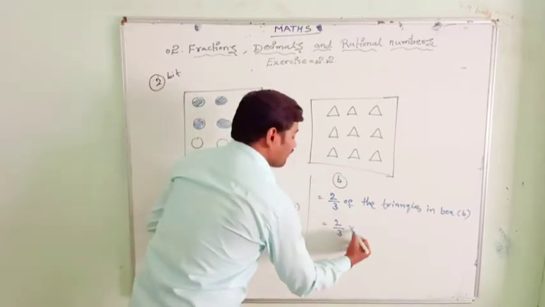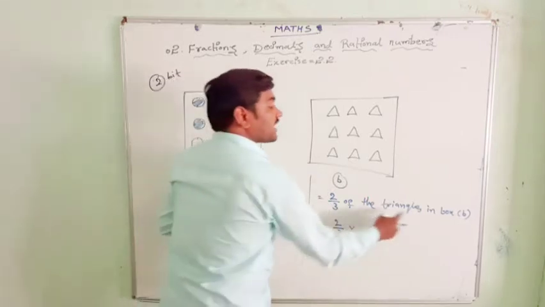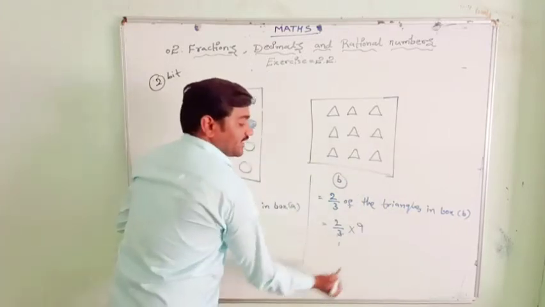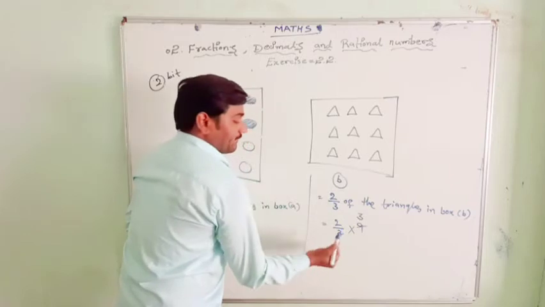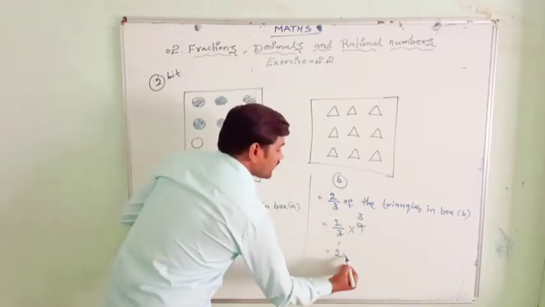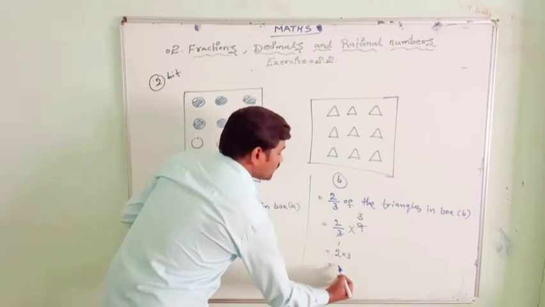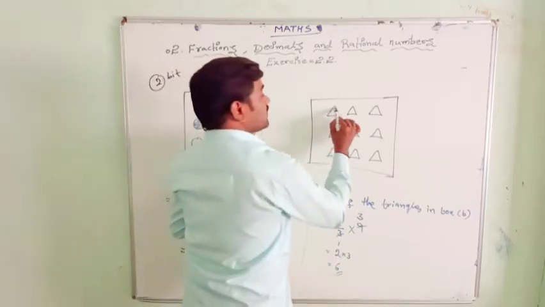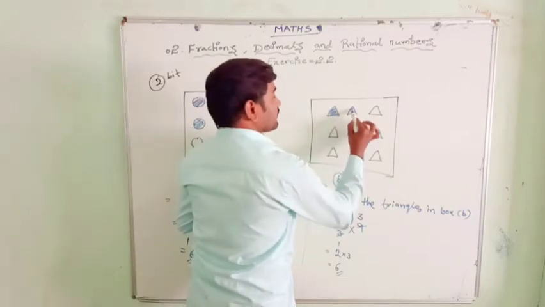2 by 3 of the triangles in box B, which are 9. So 3 ones are 3, 3 threes are 9. So here 2 into 3 is there. The product of 2 into 3 will give us 6. That means 6 triangles we need to shade. Let me shade the 6 triangles here.